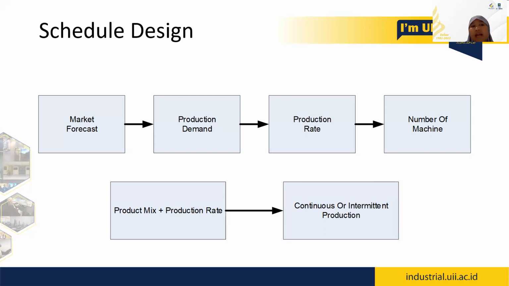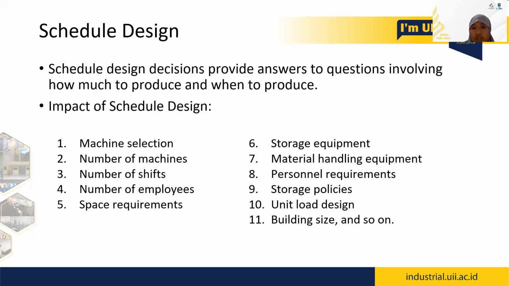In schedule design, basically, we try to find out how much we actually need to make or to produce in order for us to also understand the capability of the industry. Okay, we need to find out the number of machines, and we need to find out whether or not we will have a long schedule or continuous type of production, or whether it's intermittent production.